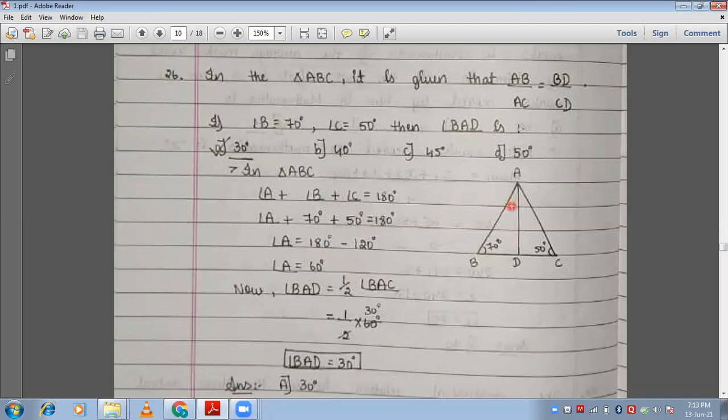But you need to find only this part, angle BAD. We know this whole angle is 60 degrees. Half of 60 degrees gives 30 degrees. So which option is right? Option A is correct, 30 degrees. Next sum.